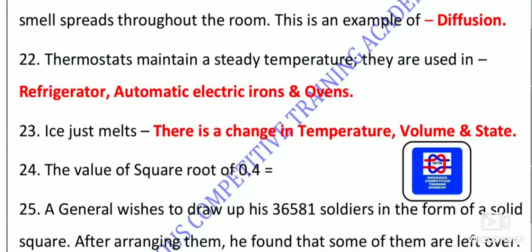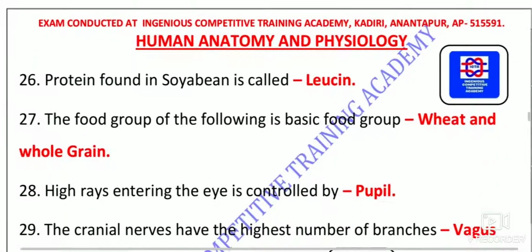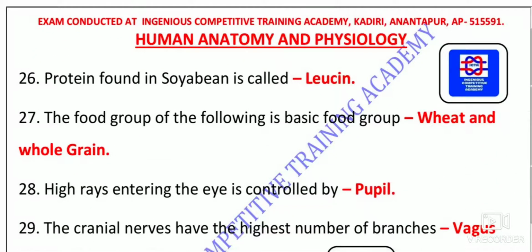Now we have the value of the square root of 0.4. These are very easy questions, so please have a practice. Next we have, a general wishes to drop his 36,581 soldiers in the form of a solid square. After arranging them, he found that some of them are left over. How many are left? This you have to identify. Please go through the ways of asking your questions with your friends or your seniors.